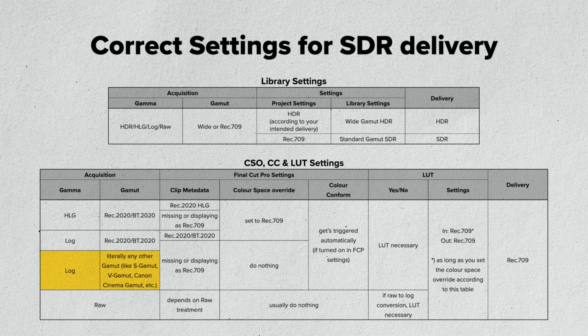Next, if you're working with log footage that uses any other gamut like S-Gamut, V-Gamut, Canon Cinema Gamut, and so on, the clip metadata will likely show Rec. 709, or it won't show anything at all. In either of these cases, don't touch the color space override. It will work out. Lastly, the LUT input and output settings. Leave them as is. Usually it defaults to input Rec. 709 and output Rec. 709. Pause the video if you want to read the table or take a screenshot.